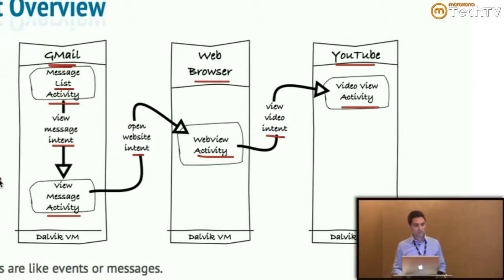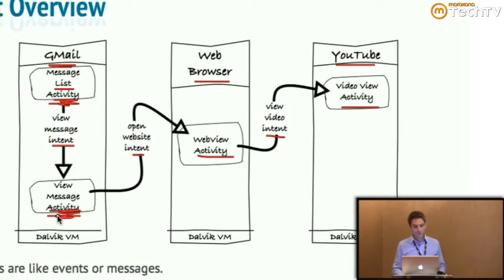So an explicit intent would be if I'm in Gmail looking at the list of messages, and I want to open up a particular message, I want to open it up with a specific activity. So I'm going to spell out the name of the activity that's to be used to open this message, because it's something that's internal to Gmail. It's nobody else's business, right?